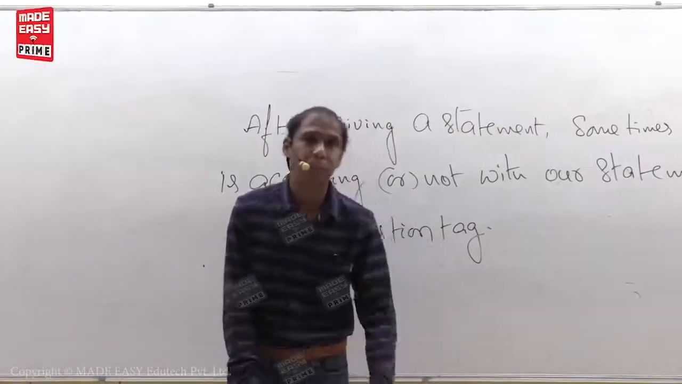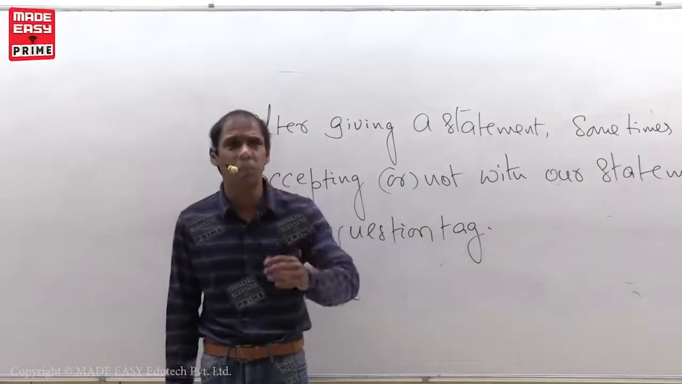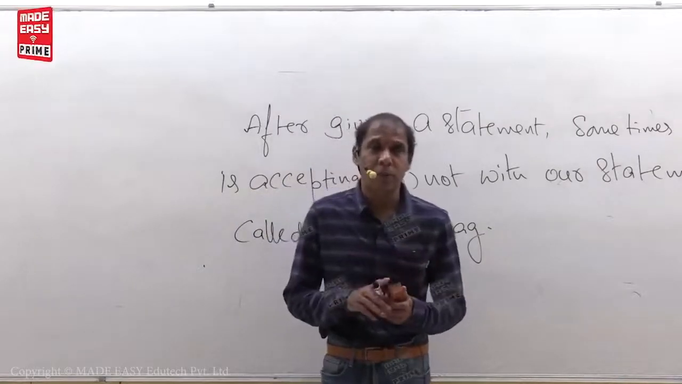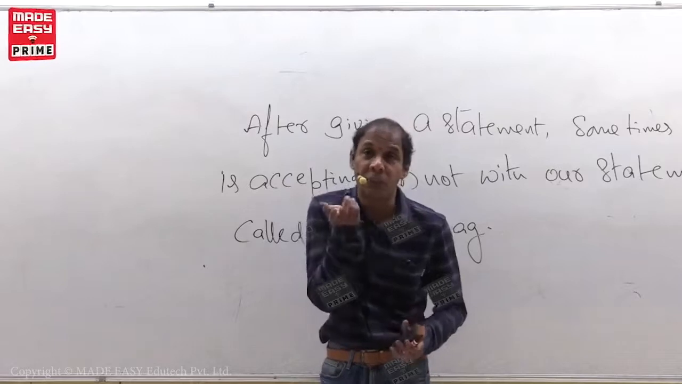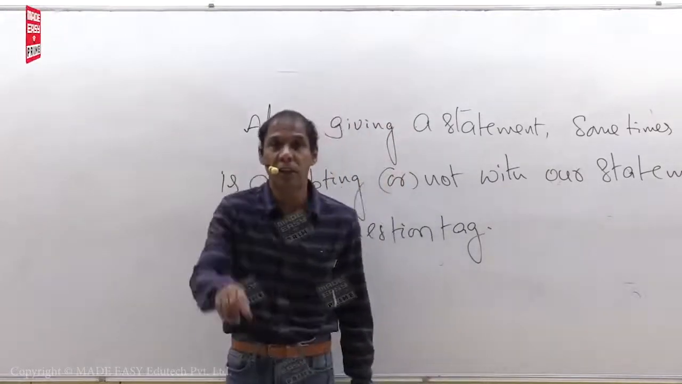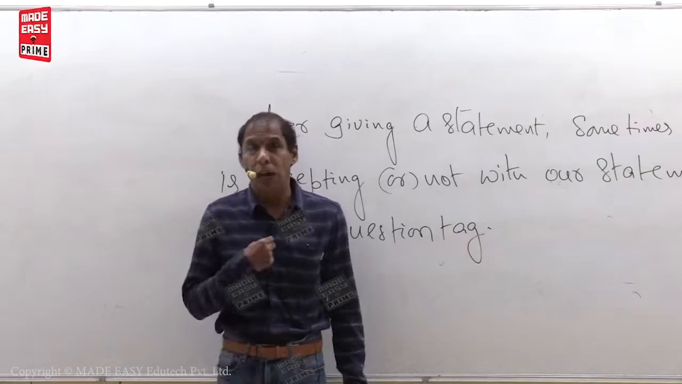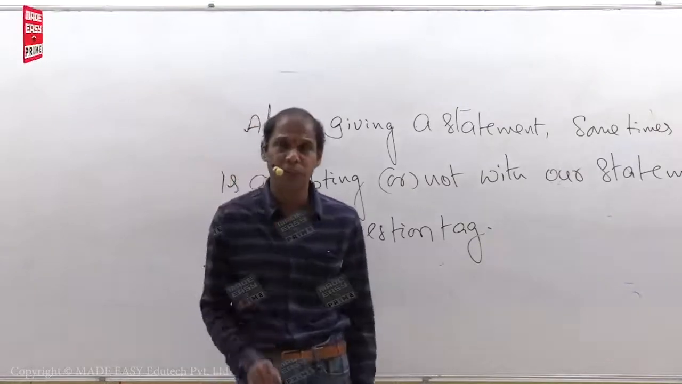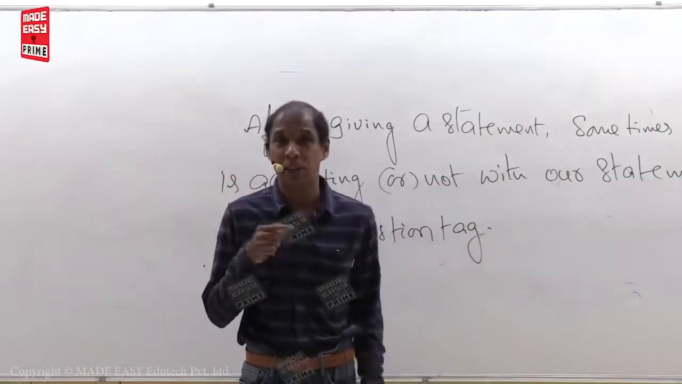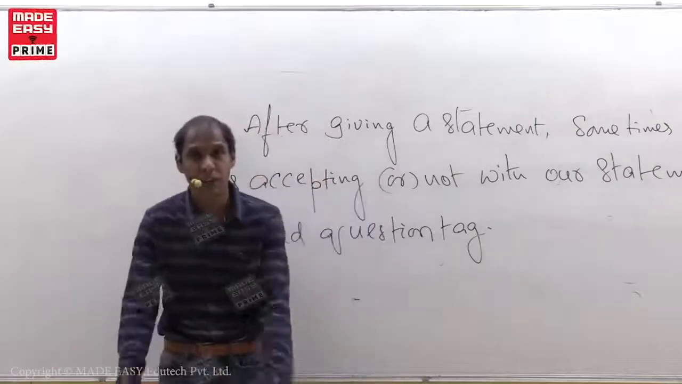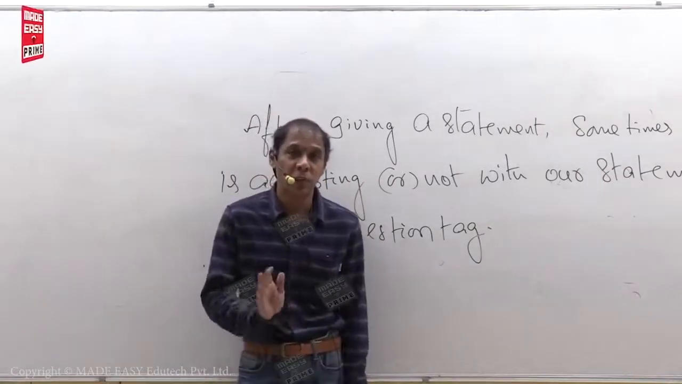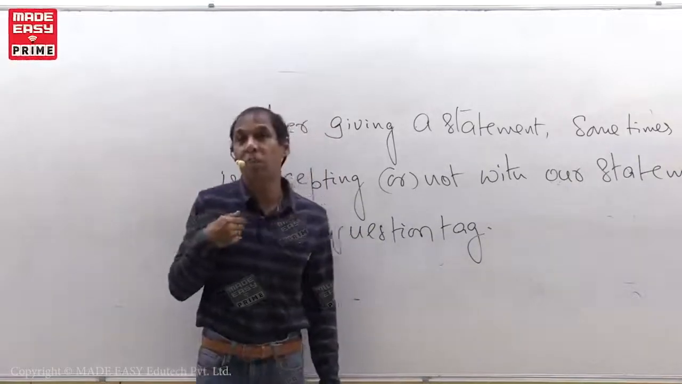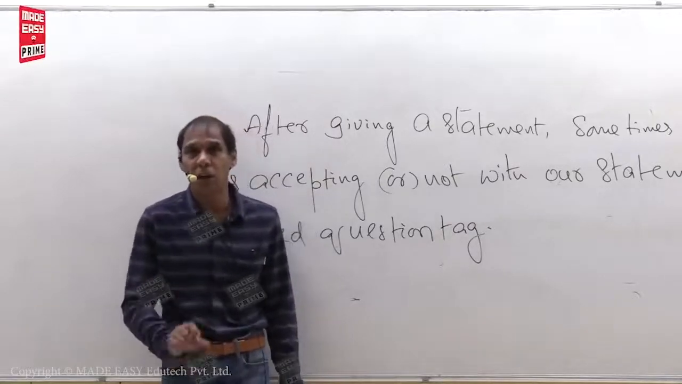Now I'll explain. Sometimes we give some statement. After giving the statement, if we find a different expression in the face of the listener, we'll have a doubt here. Why is there a different expression in his face? Is he accepting or not with my statement? This is a doubt that will arise in us, right? When the doubt is there in us, what do we do? We'll ask the same person whether he is accepting or not with our statement. We'll confirm. This confirmation is called question tag.